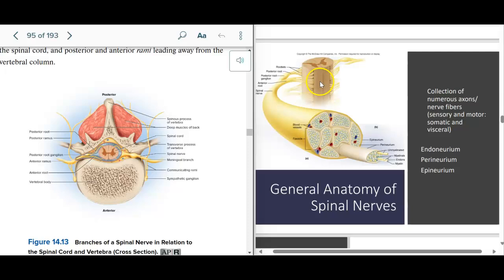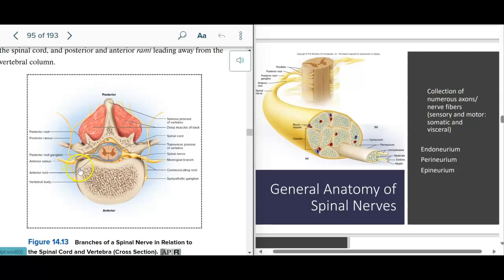So we have the spinal cord. Here's our white matter or gray matter. Here's our anterior and posterior horns. There's our lateral horn, our gray commissure, our anterior median fissure. So here are the rootlets that come out. They form an anterior and a posterior root, which is what we see over here.